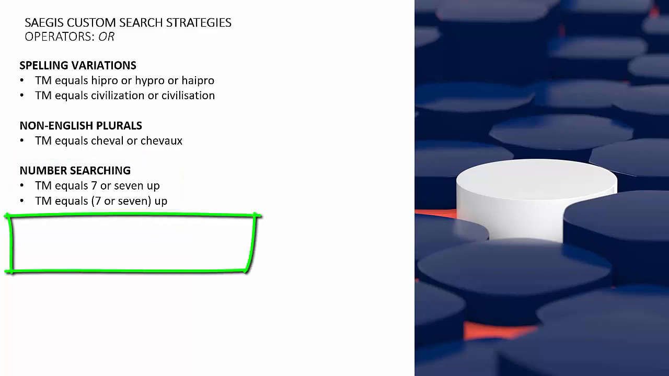Finally, the OR operator also allows for more efficient searching of the German umlaut character. You would find this character in trademarks like Jägermeister or Löwe. In general, we do not recommend that you write special characters like the umlaut, accents in French, or other diacritic characters in other languages, since SAEGIS will add them to the search automatically.